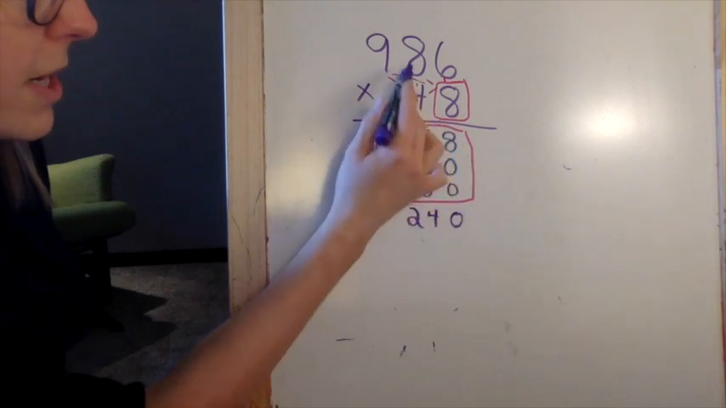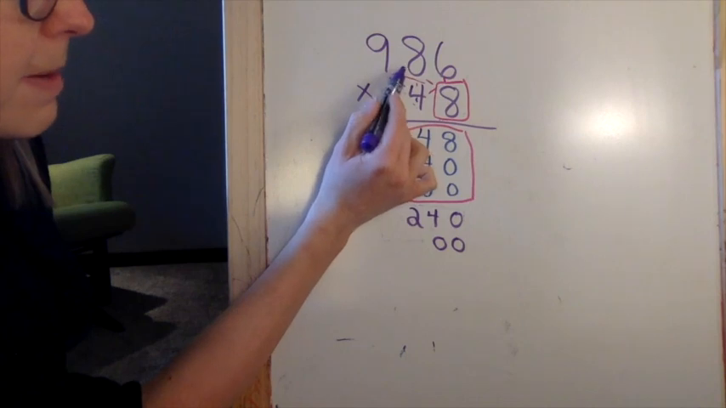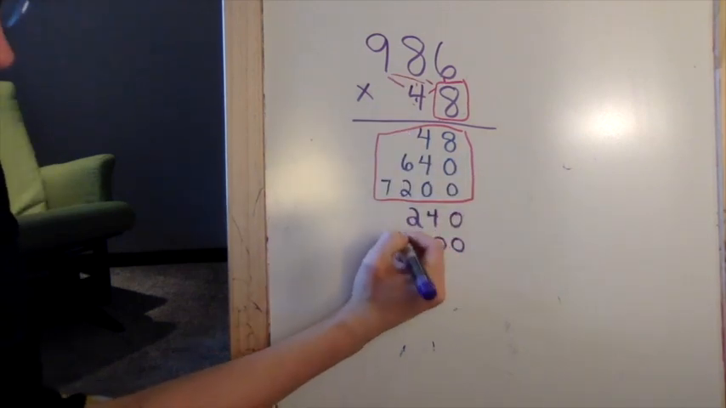Okay, now I'm doing 40 times 80. So I'm going to have those 2 zeros there. 4 times 8, think about it. 4 times 8 is 32.